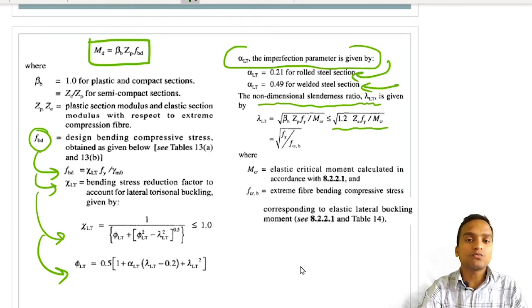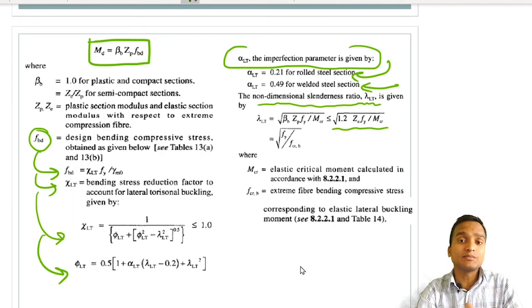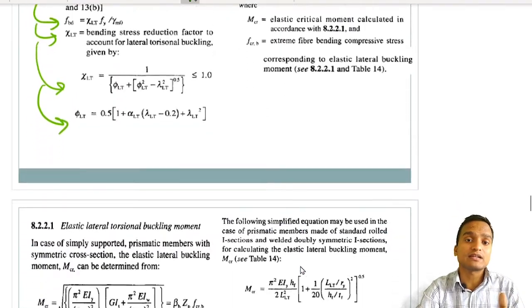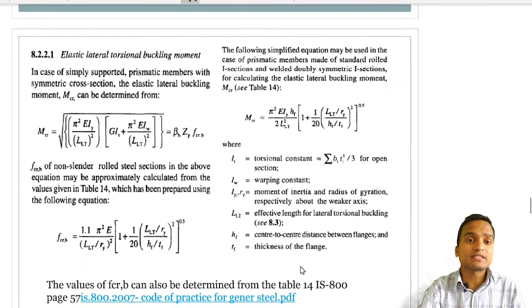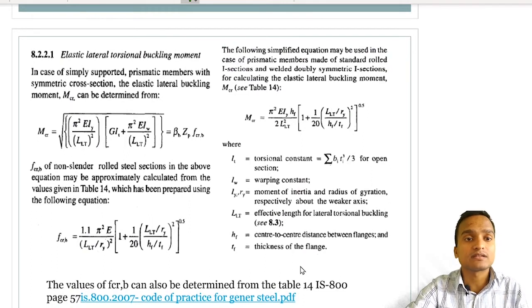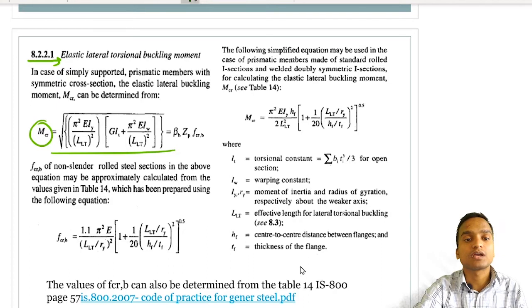So now to calculate λLT, we have to calculate Mcr and fcrb. So Mcr is given in this section only, 8.2.2.1. Here this is the elastic lateral torsional buckling moment, and Mcr is equal to this formula. Okay, and fcrb can also be calculated using this formula.